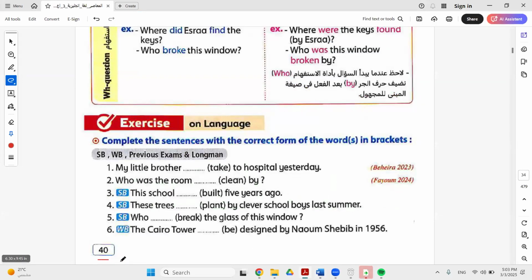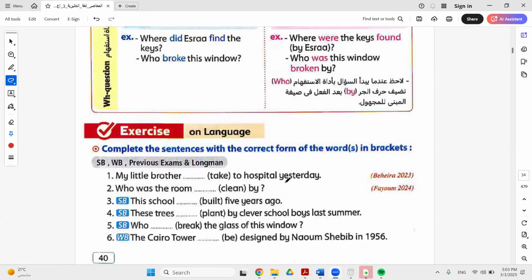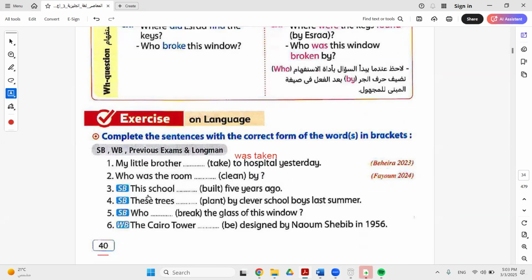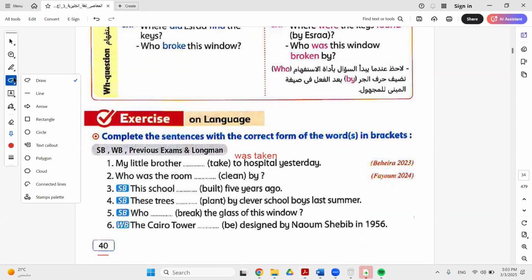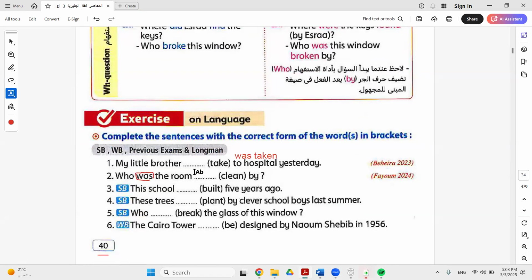Can you give me your book page number 40? Ziad Nabil, number 1. My little brother was taken to hospital yesterday. Yeah, was taken. Perfect. Take, took, taken. Number 2, Yusuf Ayman. Who was the room cleaned by? Cleaned. As long as we have verb to be, was and were, we use past participle.